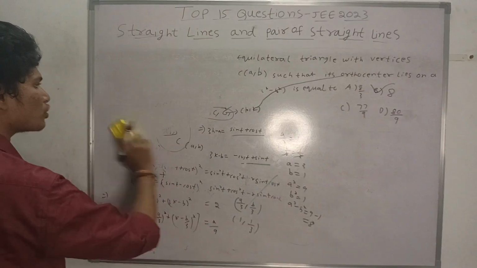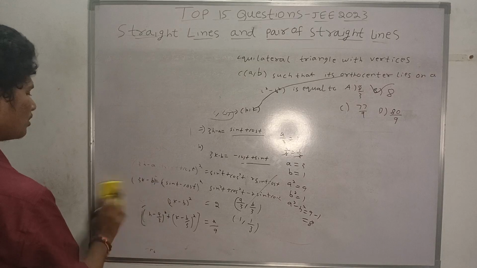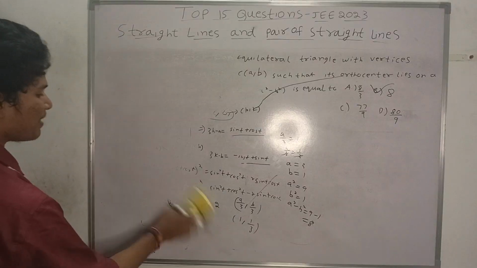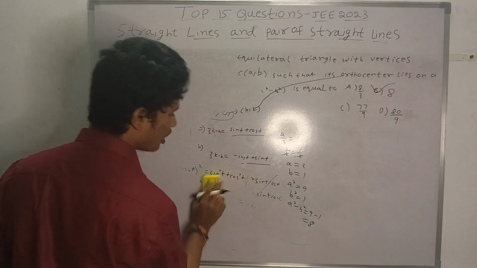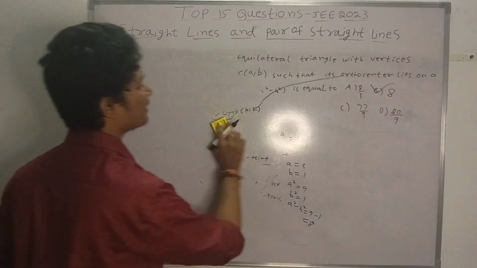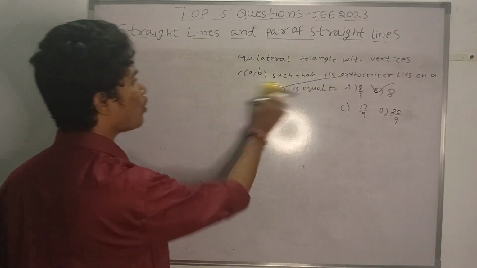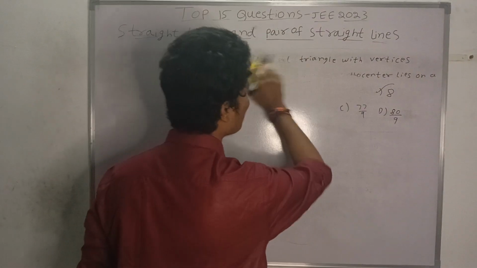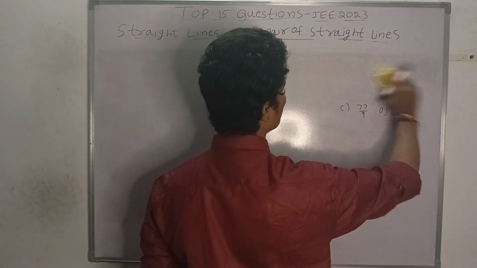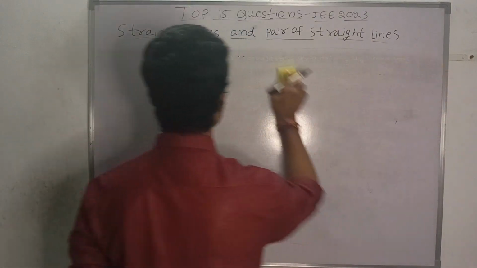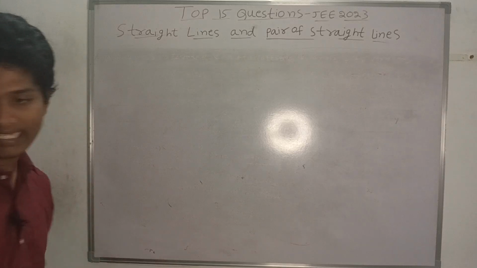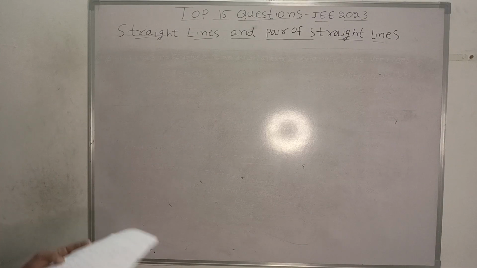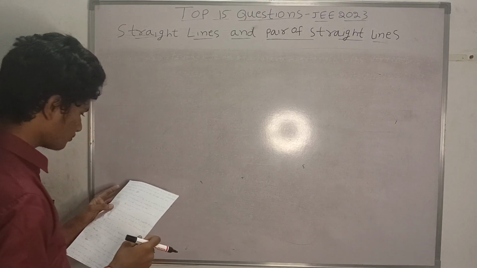Basically the trick in this question is, you don't go to find the orthocenter, simply find the centroid. It will be the orthocenter, and after finding the orthocenter, simply find the locus. You cannot directly find the locus of the circle with center 1 comma 1 by 3, so just eliminate the t value and you can directly get the answer.